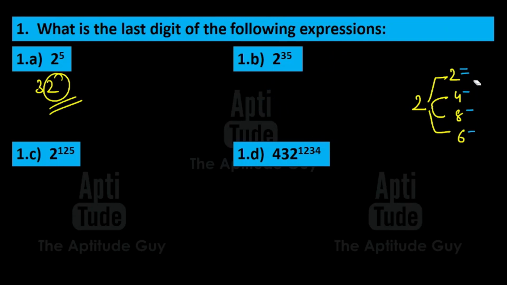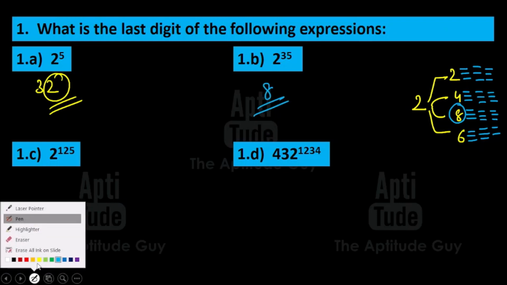I'll prove it to you. We have 2 to the power 1, 2 to the power 2, 3, 4, 5, right? Let's carry on all the way till 35. We have 6, 7, 8, 9, 10, 11, 12, 13, 14, 15, 16, 17, 18, 19, 20, 21, 22, 23, 24, 25, 26, 27, 28, 29, 30, 31, 32, 33, 34, 35. Where did 35 end? At 8. So 2 to the power 35 actually ends with 8.